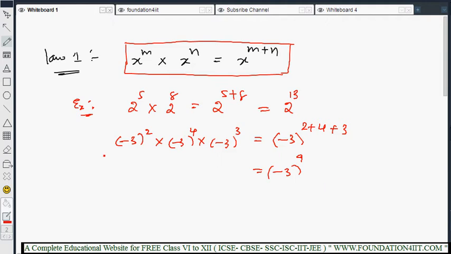For rational numbers also the same. Example: (2 by 3) whole to the power 2 into (2 by 3) whole to the power 6. We can write (2 by 3) whole to the power 2 plus 6, which is 8. This is the first law.